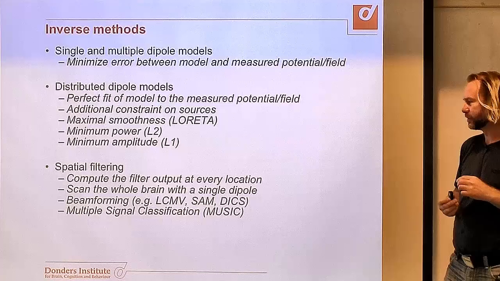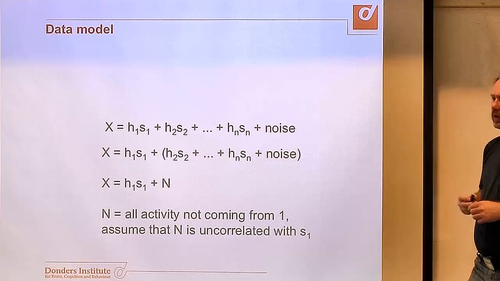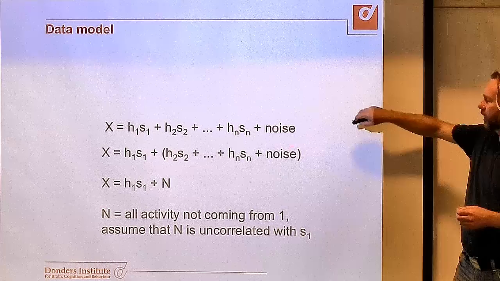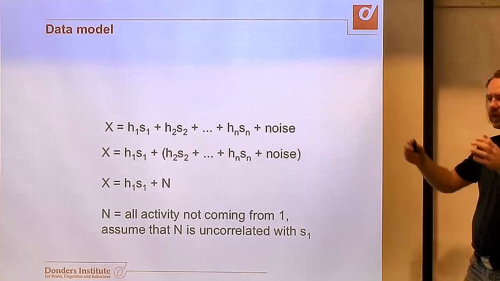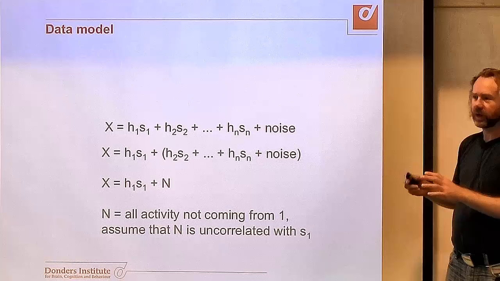The data model that we're using with scanning techniques is the same data model. So we have the data being explained by a whole bunch of sources plus some noise. But rather than focusing on all sources at the same time, we're only going to focus on a single source. We take all the other activity that is present in the data plus the noise, and say that's the not interesting part of the data. The only part of the data that I care about is H1 times S1. For the time being I'm going to call the rest noise, because it's not the signal from the brain region that I'm interested in.